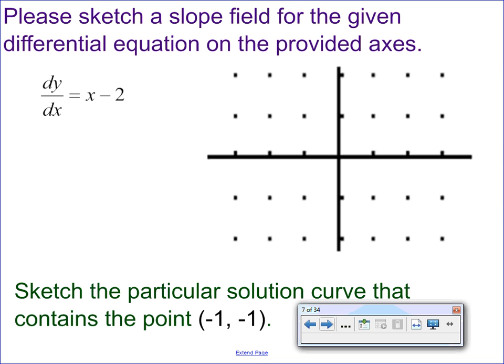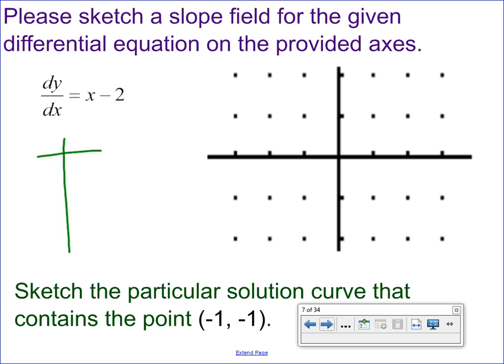dy dx, there's our derivative, equals x minus 2. The family of solution curves, y, must all have slopes that are given by the x-coordinate on the graph minus 2. Can we sketch a slope field for that differential equation? Well, absolutely. Depending upon the inputs, the independent variables in my differential equation, I can just make a table of values to get an idea of what my slopes are going to look like.